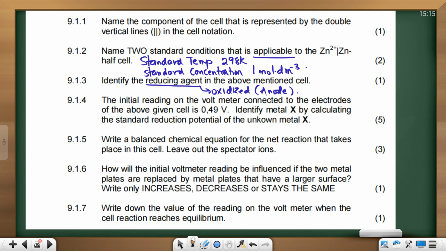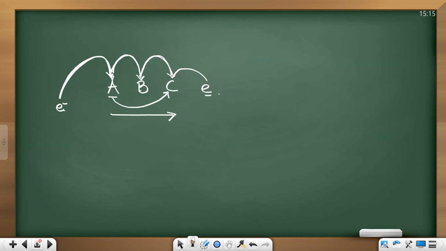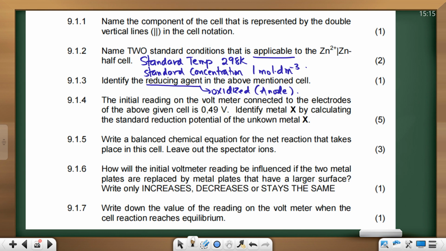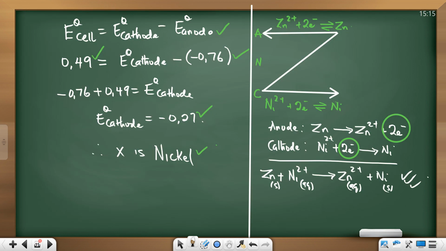Please go back to the last slide. Which slide? The previous one. No. Where we did the calculation? Yes. Okay, it's fine.